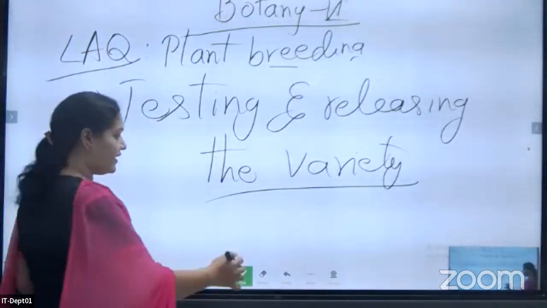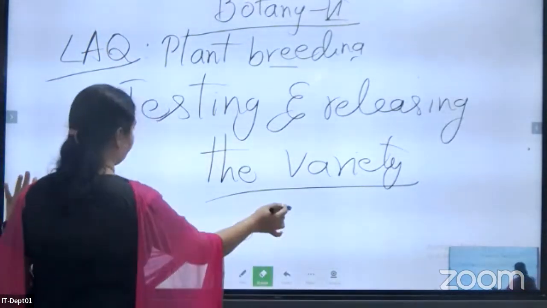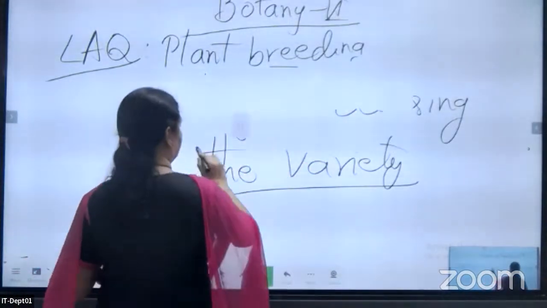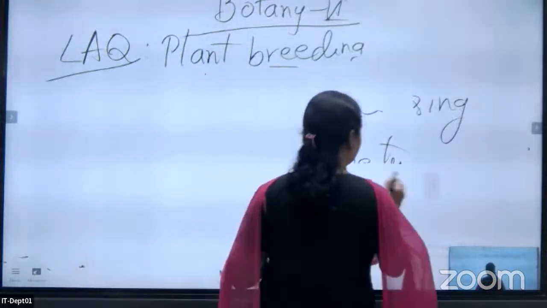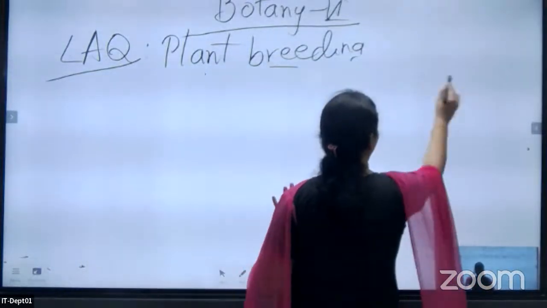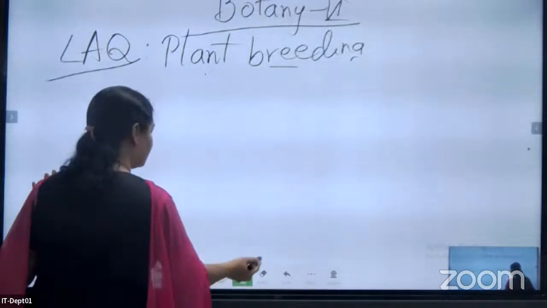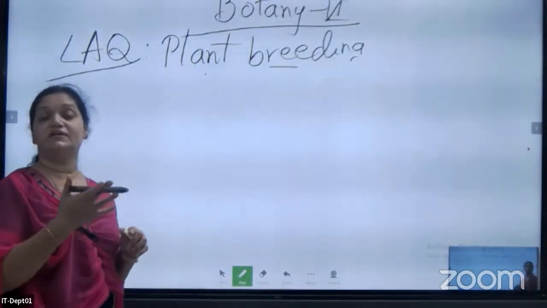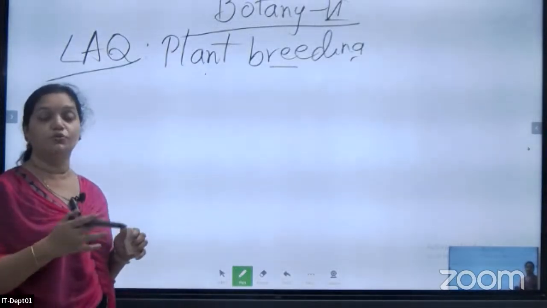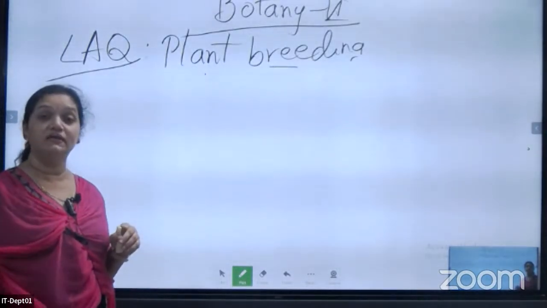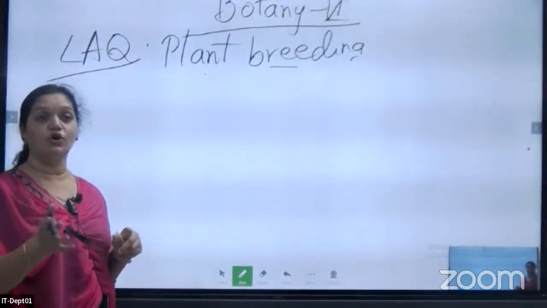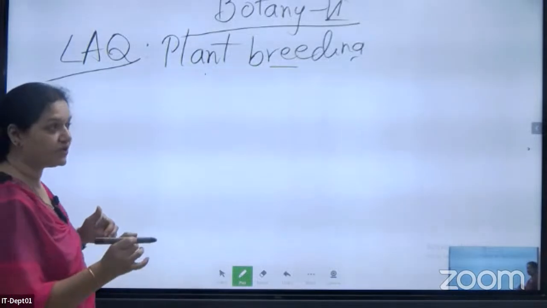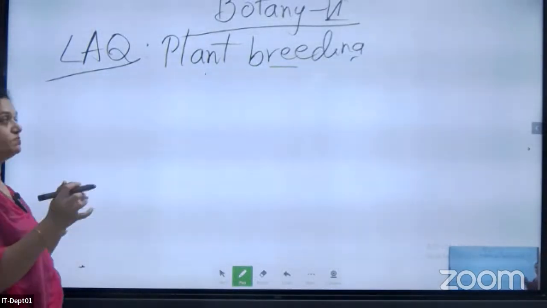So again, now I'm briefing all together. What is meant by plant breeding? When plants are grown to get all the desired qualities in one single plant, to supply the needs of human beings, that is called the plant breeding process. This plant breeding process consists of 5 different steps.